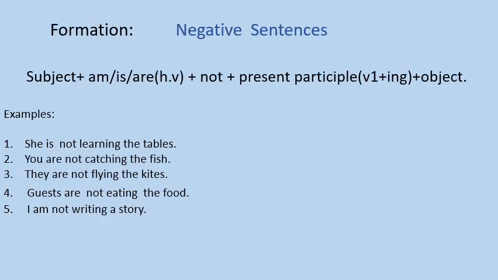Formation for the negative sentence. In the beginning we use subject, then helping verb am, is, are, then not, then present participle form, and at the last we use object. Example, she is not learning the tables. Second, you are not catching the fish. Third, they are not flying the kites. Fourth, guests are not eating the food. Fifth, I am not writing a story.